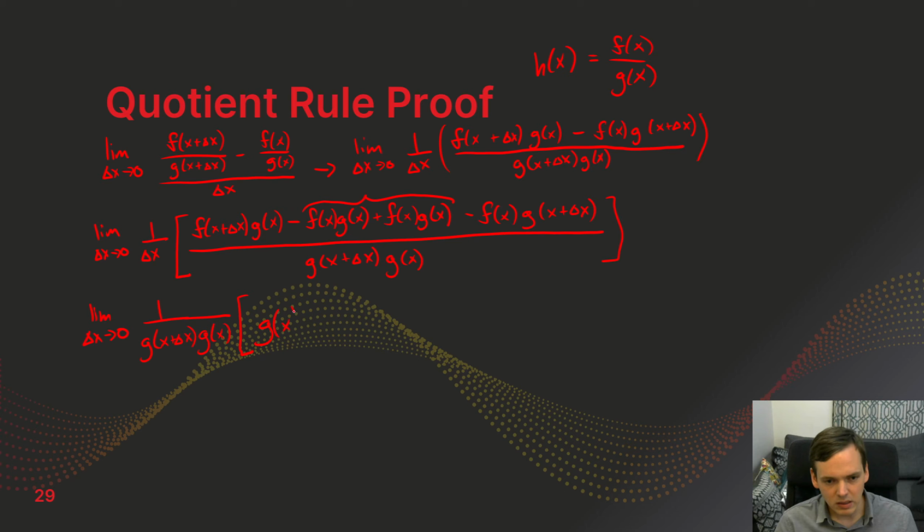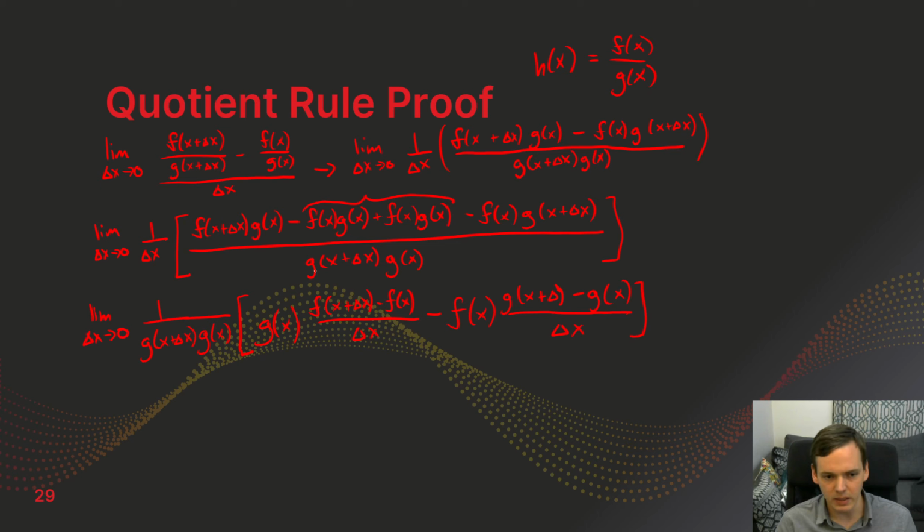So g of x times what's left over is f of x plus delta x minus f of x, all over delta x. And then in the second term, I'm going to get a similar thing, but it's going to be f of x and g of x plus delta x minus g of x over delta x. So I did a lot of algebra right here to get to this step, just so I don't have to write as much to show you later.